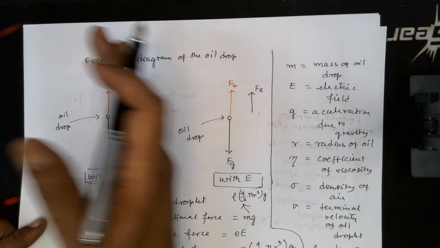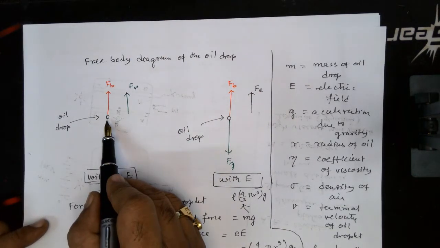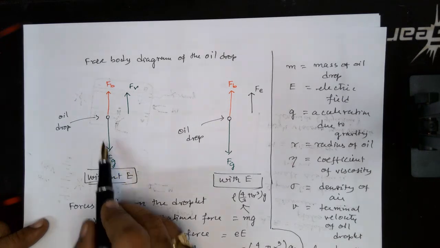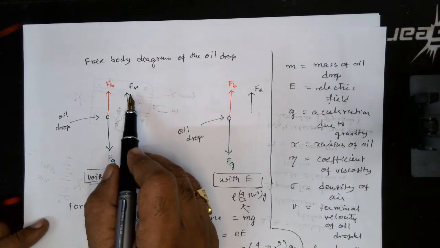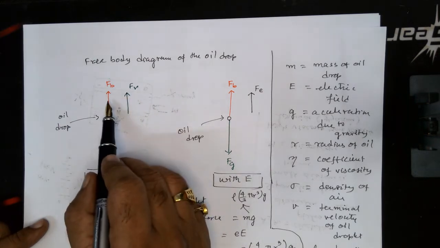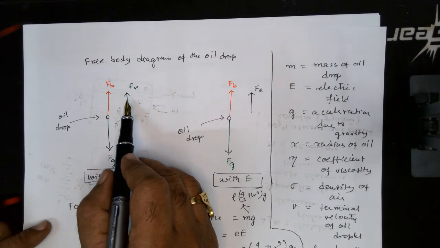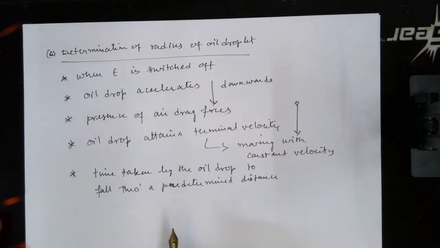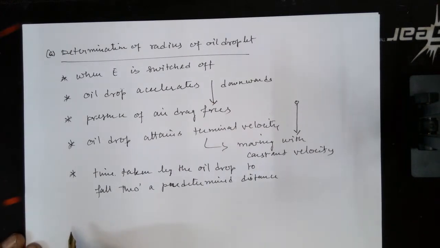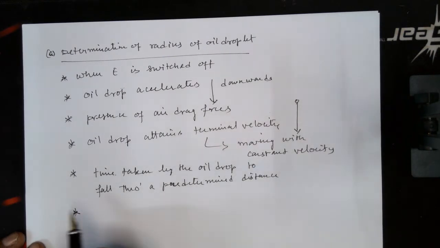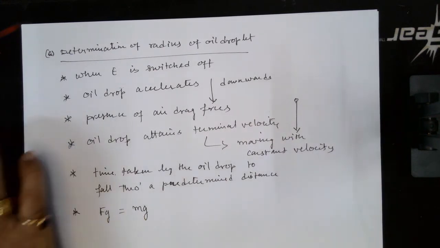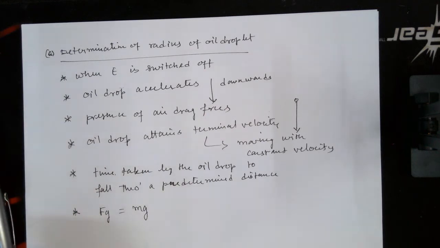In the absence of an electric field, the force due to acceleration due to gravity is controlled by two forces, the buoyant force and the viscous force. Okay. Fg is mg, is it not? Fg is equal to mg.